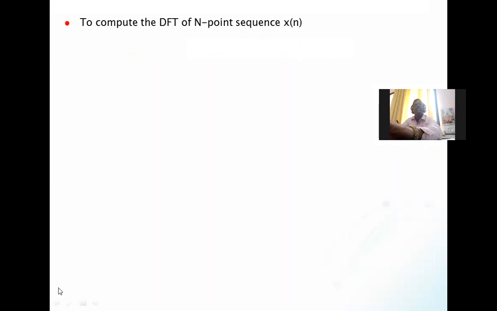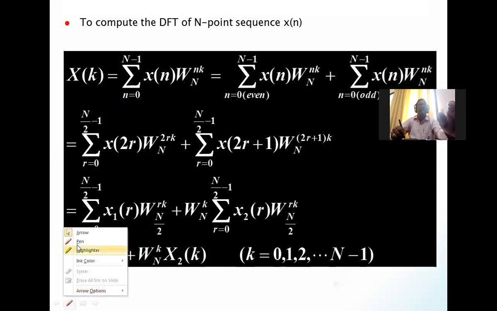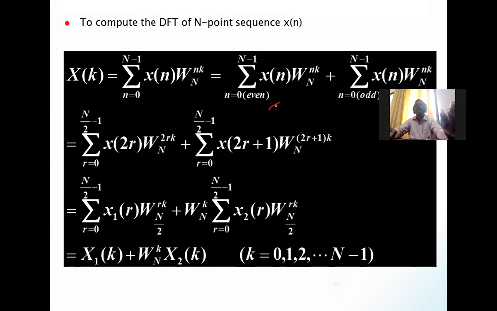The next, to compute the DFT of the N-point sequence, we have the equation X of k equals the sum over n equals 0 to N minus 1 of x of n W N to the power nk. This is our formula of DFT. And then as I am dividing the equation into even sequence and odd sequence, as per the previous equation, we are just substituting these values, right?